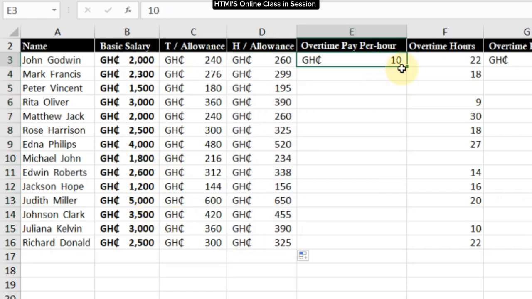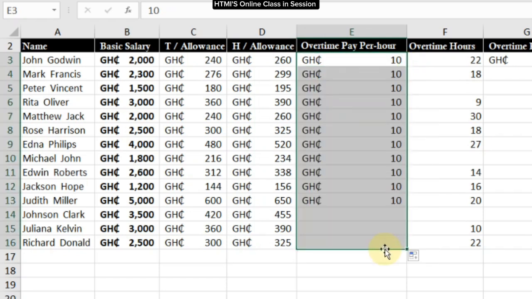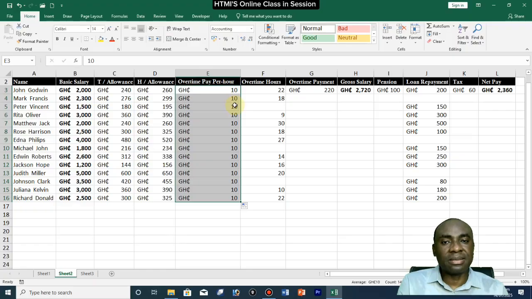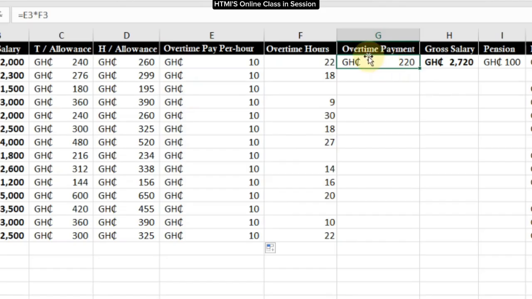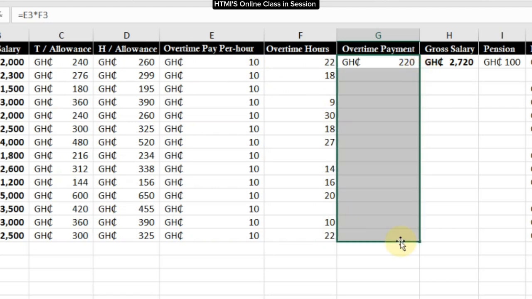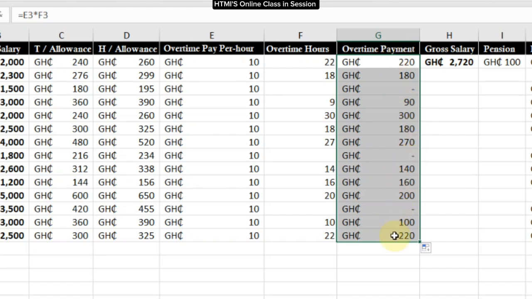Then the amount per hour is the same for every worker. For overtime, 1 hour is 10 cedis. So here, this is the overtime hours they worked. Then the overtime payment, when you drag across, the formula applies the multiplication of the overtime pay per hour and the number of hours each of the workers worked. So when we drag it across, we get these figures.